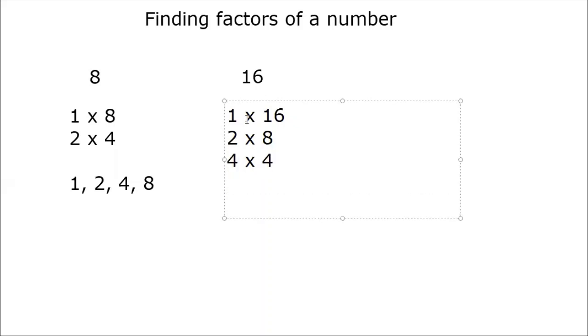So when I list the factors here, I've got 1, 2, 4, 8, and 16. Notice that when I've got 4 times 4, I don't list 4 twice because 4 is still only one factor. So I don't write 1, 2, 4, 4, 8, 16. I just write 1, 2, 4, 8, 16.